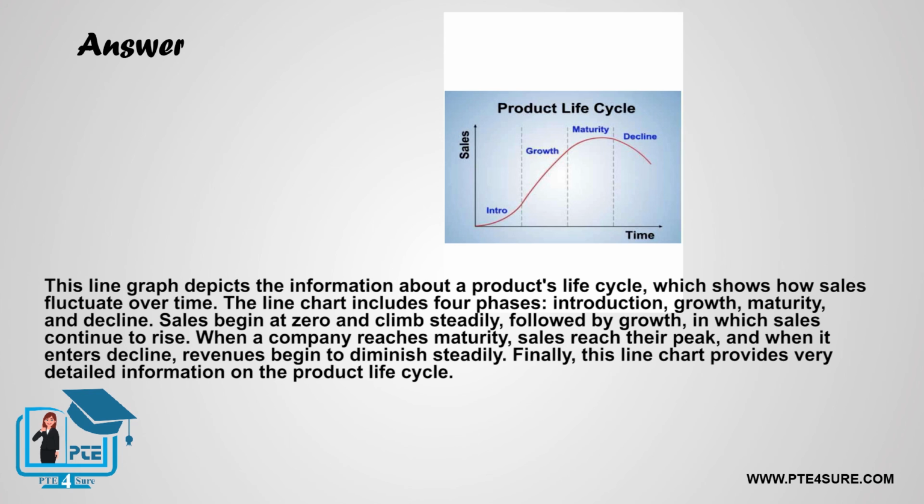This line graph depicts the information about a product's life cycle, which shows how sales fluctuate over time. The line chart includes 4 phases: introduction, growth, maturity, and decline.